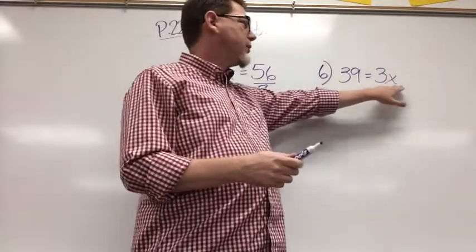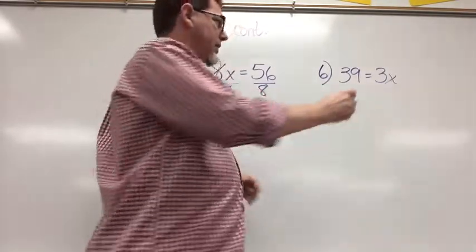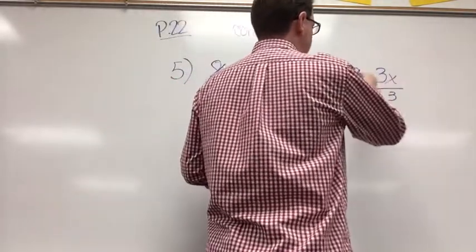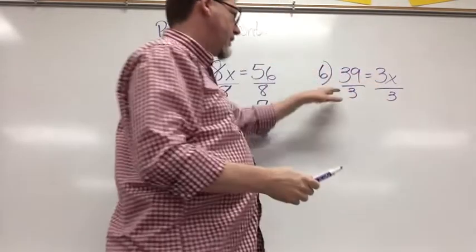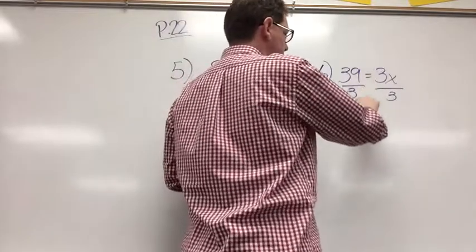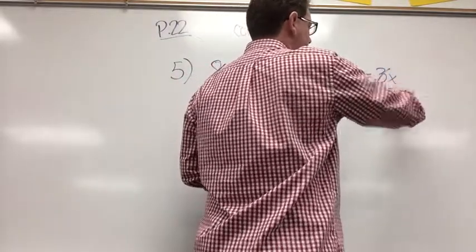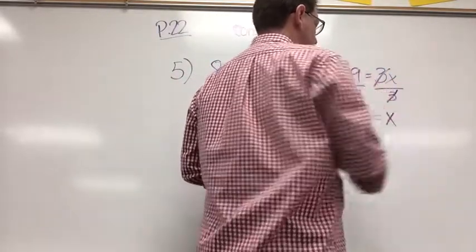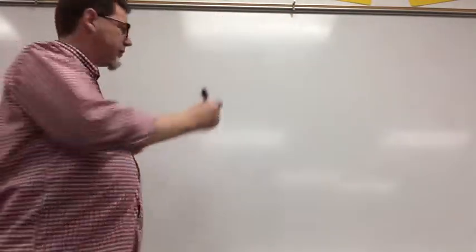The operation is multiplication, so I do the opposite. The opposite is division, so we divide by 3 on both sides, remembering that that fraction bar also means divide. So 39 divided by 3 is 13. The 3's cancel to 1x. So x equals 13. And now we're going to get to our friend division.